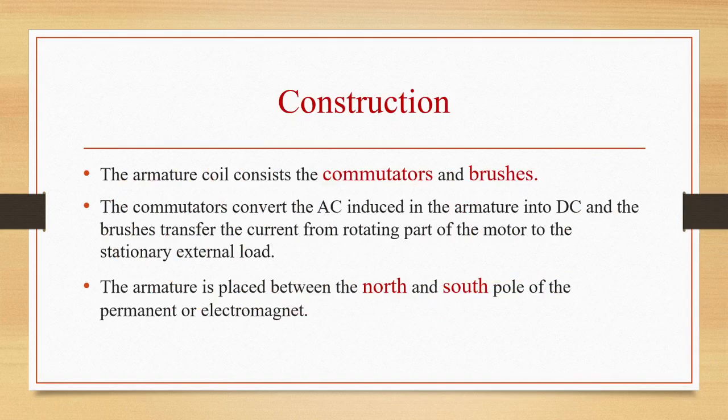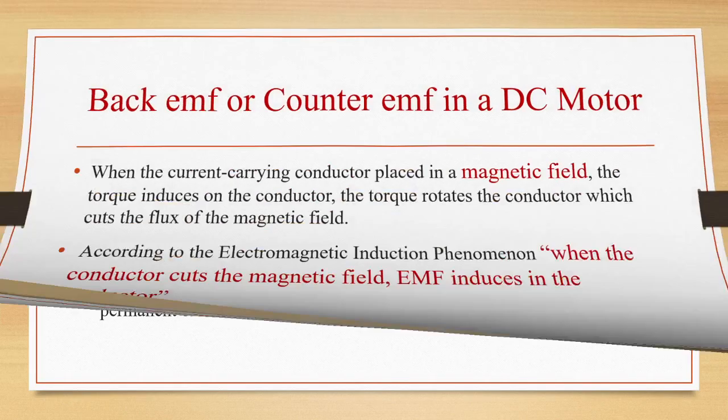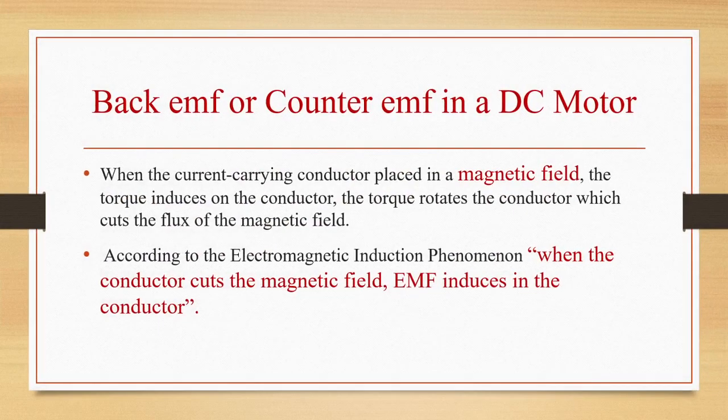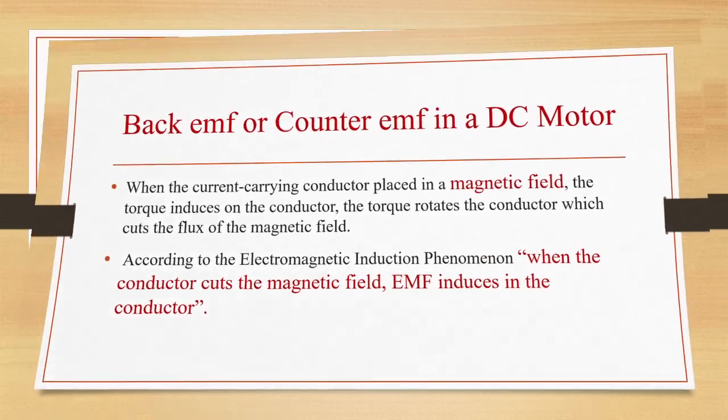Commutators will convert AC to DC. It is a mechanical rectifier. The armature will be placed between the north and south pole of the permanent magnet or electromagnet. When a current carrying conductor is placed in a magnetic field, torque will be induced on the conductor, and the torque will rotate the conductor, which will cut the flux of the magnetic field.